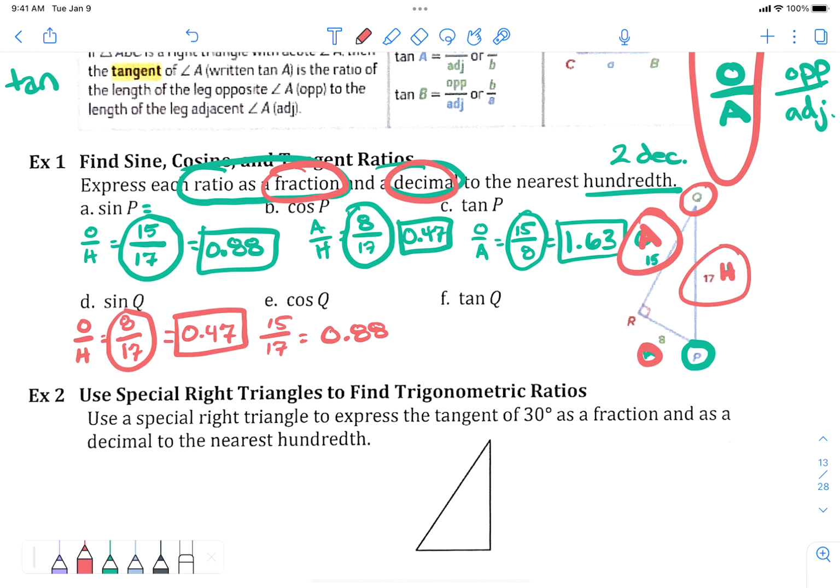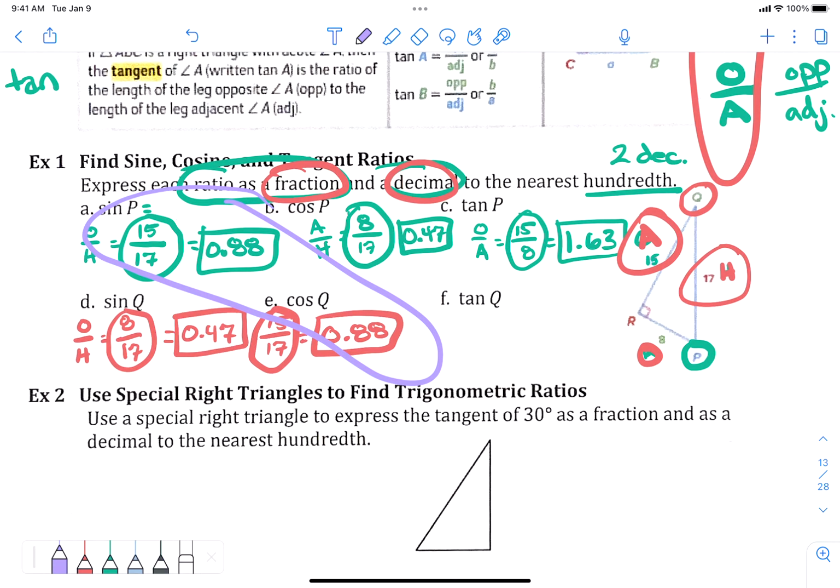Okay, now hold up. Taking a look at those two, do you see a trend here? These two match. Sine of P is exactly the same thing as cosine of Q, right? And vice versa. Cosine of P is the same thing as sine of Q. That is not a coincidence. That's the way it is always, right? Because all we did going from Q to P is we switched our adjacent and opposite sides. Those guys switch places with each other. So cosine of one angle is going to be the same as sine of the other angle, etc., right?